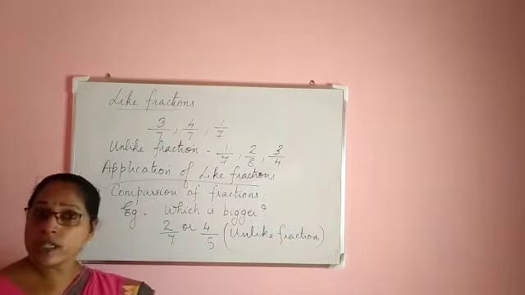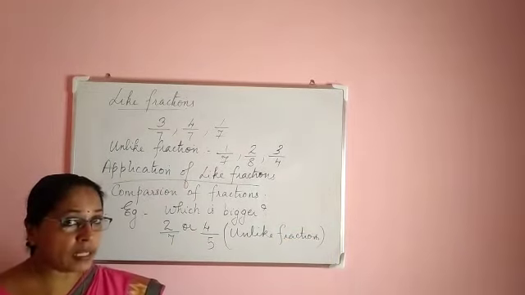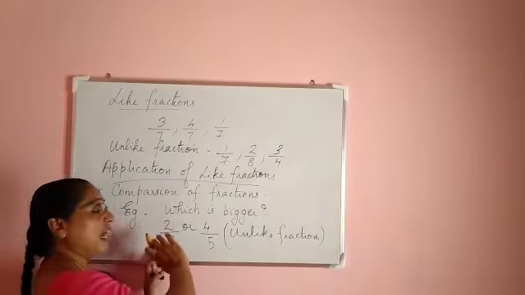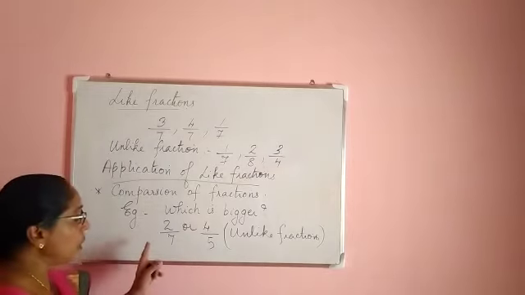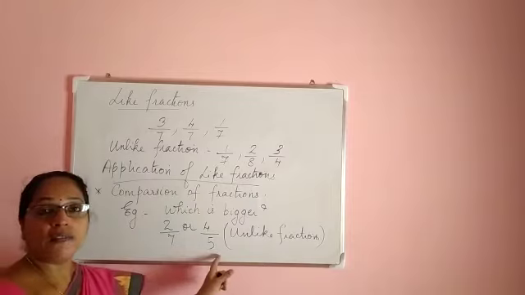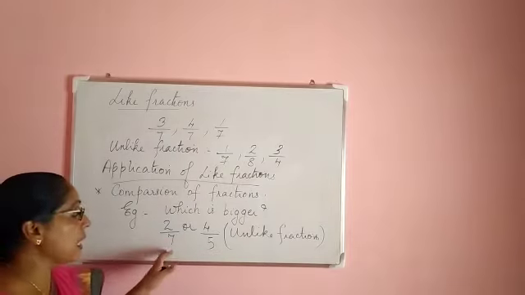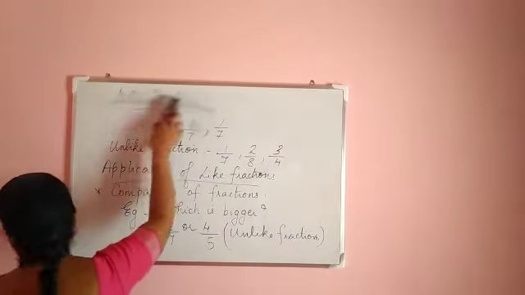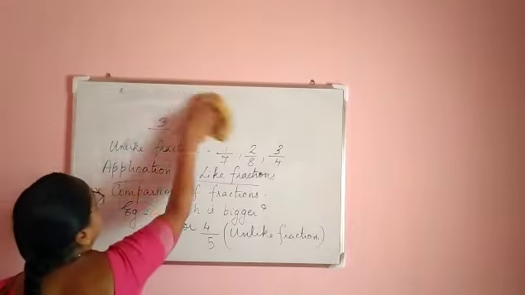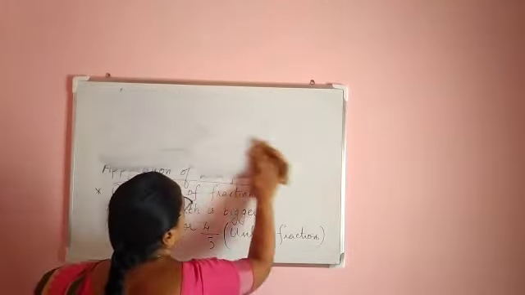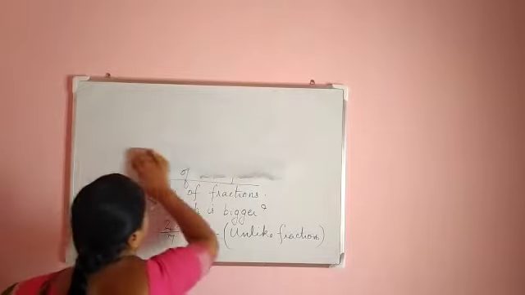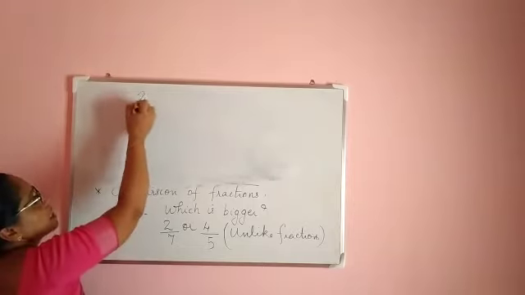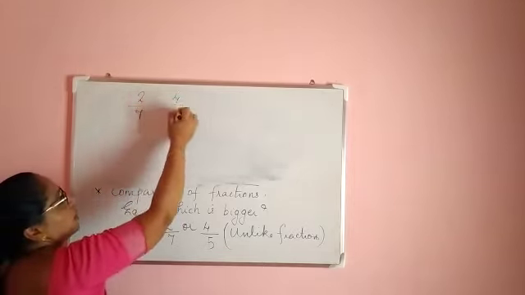Okay. So when the fractions are unlike, are we able to compare them? No, we cannot compare. To compare two fractions, they have to be like fractions. So we need to change these two unlike fractions to like fractions with the same denominator. For that, what should we do? Take the given fractions 2 by 7 and 4 by 5.